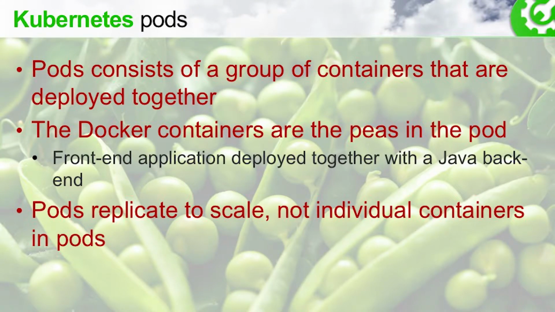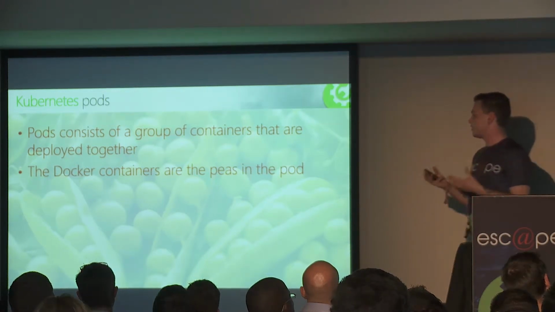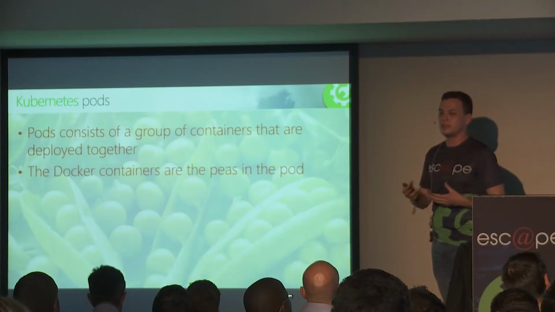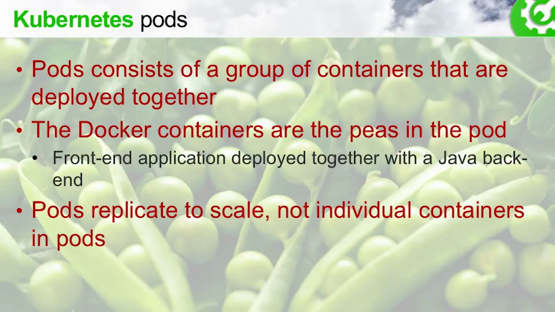So there are a few very core Kubernetes concepts that we'll be discussing today. The first of which is called a Kubernetes pod. So you can think of a Kubernetes pod as just a grouping of Docker containers that run together. You can see this P in the background, so you can think of Docker containers as the peas within a pod of actual vegetables.